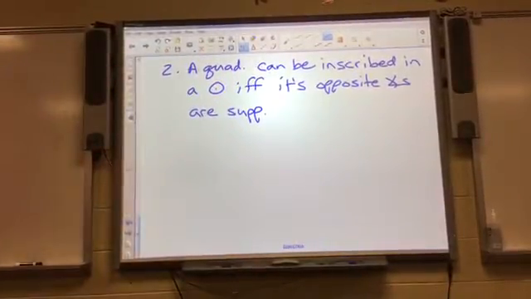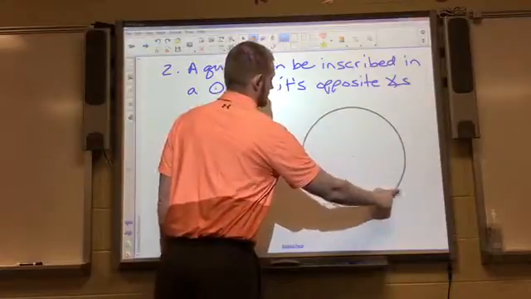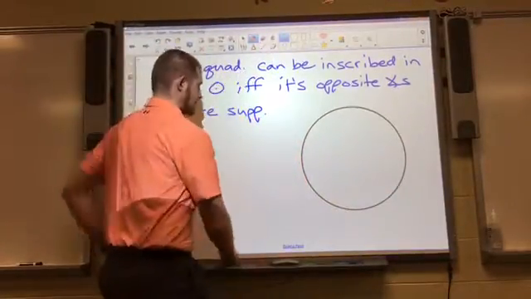And as you are writing that, could somebody please remind us what supplementary means? They add up to 180 degrees. Good. Notice that specifically says quadrilateral, right? Okay.